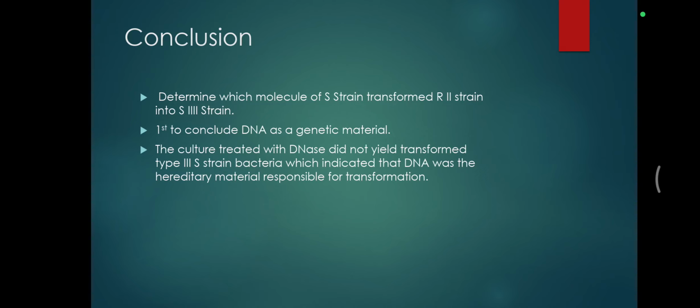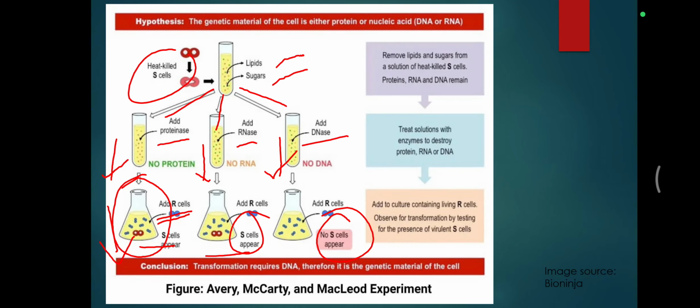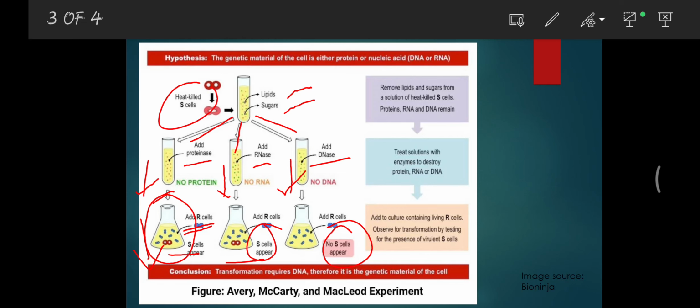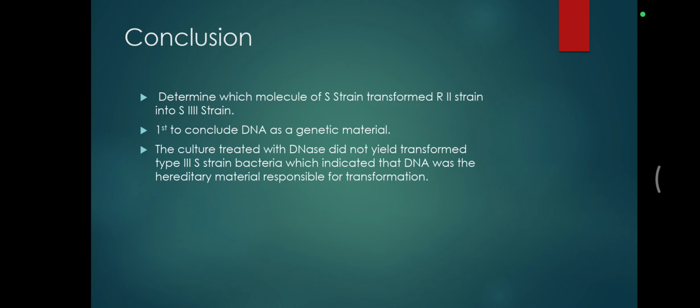And the final conclusion was that the culture which was treated with DNase, as you can see in the third tube, did not yield transformed type 3 S strain bacteria, which indicated that DNA was the hereditary material responsible for the transformation. So this was the Avery, MacLeod and McCarty experiment, which showed that DNA acts as the genetic material.